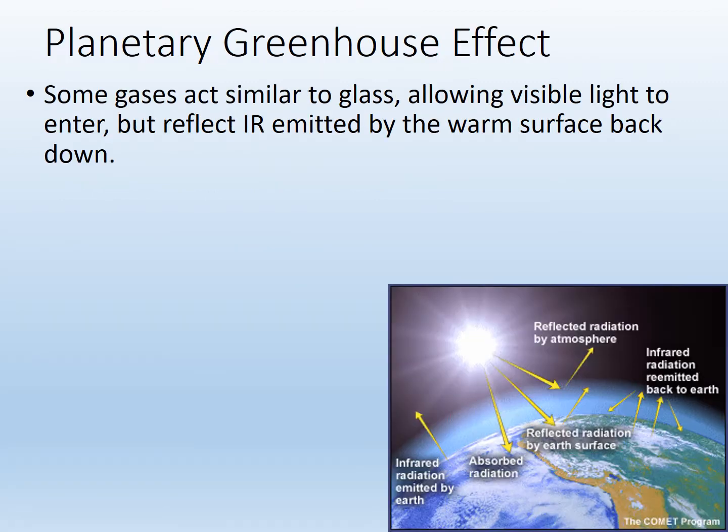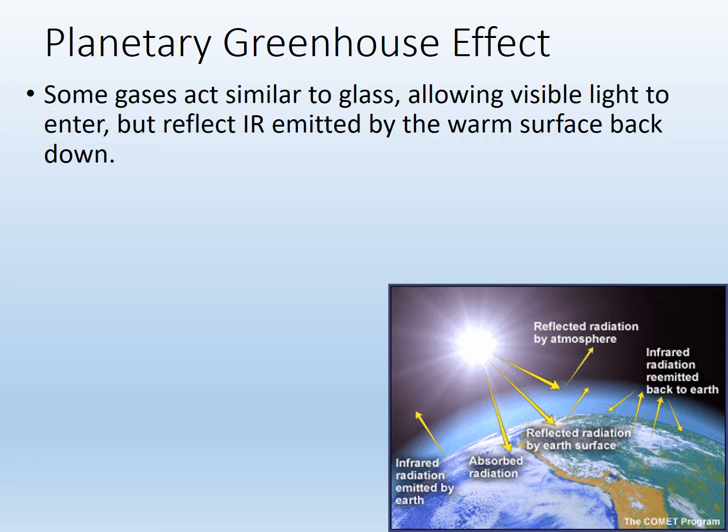Okay, so that's glass. As it turns out, there's a few gases in the Earth's atmosphere that also act like glass in terms of what we call greenhouse gases. These are gases that allow visible light to pass through, but block infrared radiation from being reflected back. So if you look at this diagram, you'll see that a lot of the visible light hits the Earth and is actually reflected back into space.